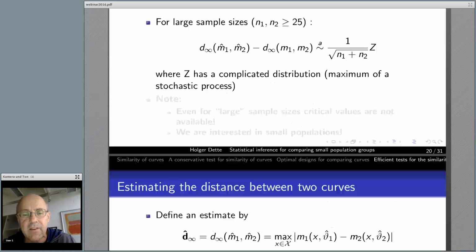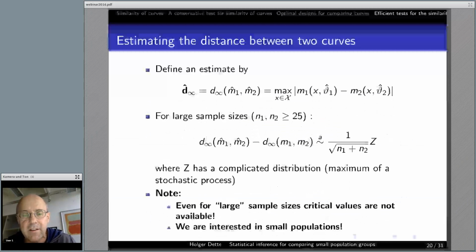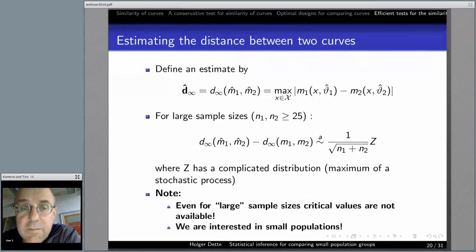It's actually very simple. Our distance is the maximal deviation between the two curves. We have these two curves, which depend on unknown parameters theta1 and theta2. We just estimate these two parameters, and then we get the distance of the estimated curves. It takes the maximum deviation of the estimated curves, and that's our estimate for the distance. So estimation is very, very simple.